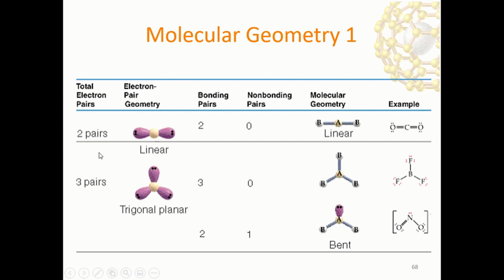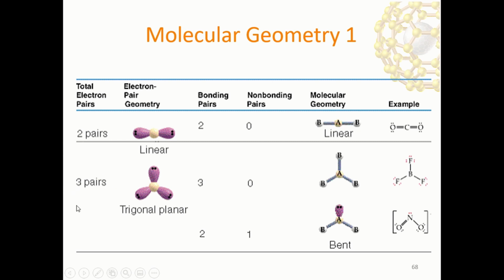We're having a look here at the total number of electron pairs. If we have 2, they can only be 2 bonding pairs and it's going to be linear. I don't really like using carbon dioxide as an example here, but it's the only one that I could find. But 2 bonding pairs, we're going to be talking about something that's linear.